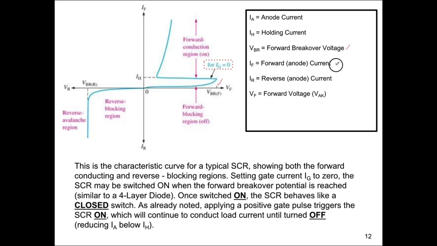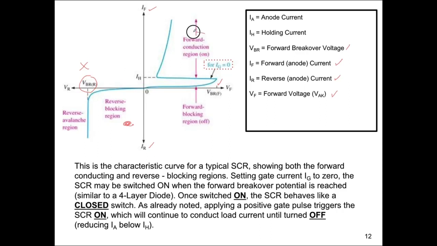The forward anode current, IF. Okay, it's arranged very similarly to a standard diode curve. IR is the reverse current down there. The forward voltage VAK is going to be the voltage across the device while it's conducting. So this is the reverse blocking region. This is the avalanche region. We don't want to go there because we're going to just destroy the device.